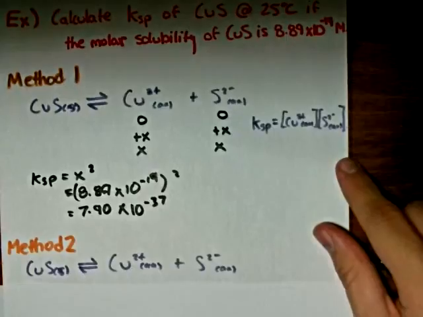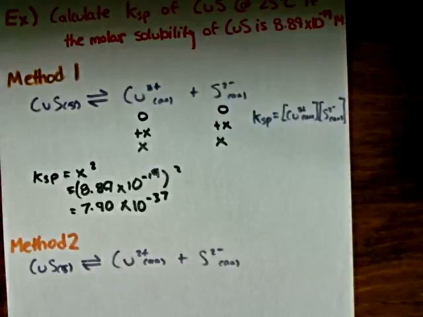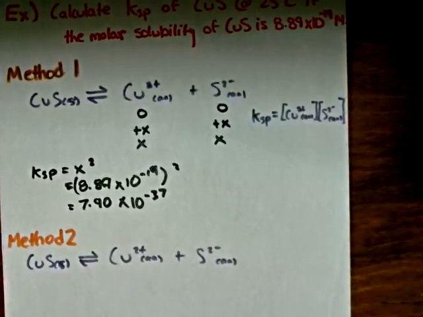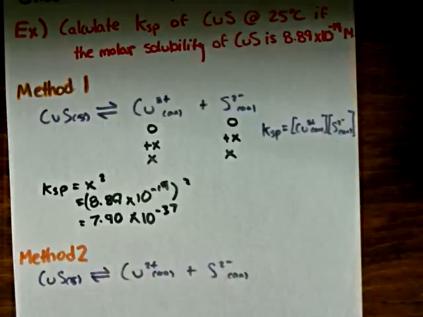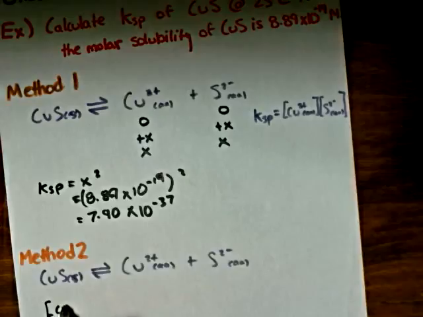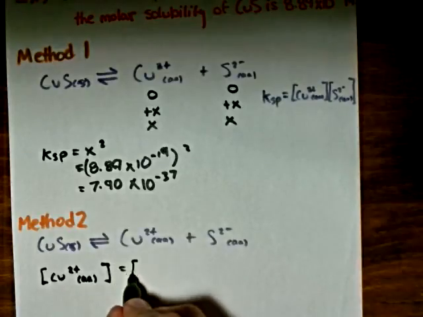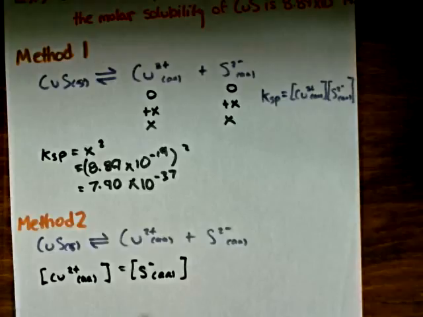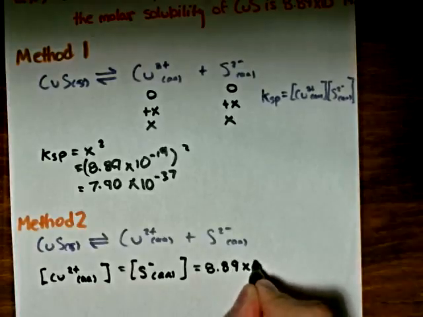And then the second method that I'll demonstrate involves a little more algebra. In this type of problem where we have a 1-to-1 ratio between the ions and the solid, an algebraic method will probably be much faster to use. So we know that the concentration of the copper ions is equal to the concentration of the sulfide ions, which is equal to the molar solubility of copper sulfide.